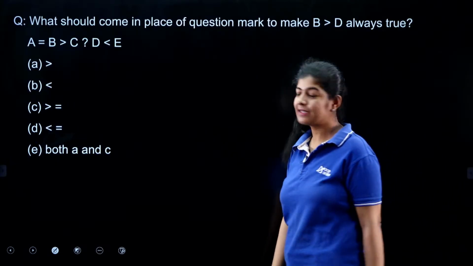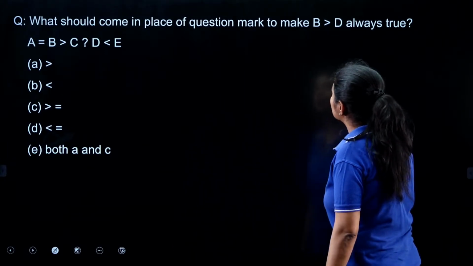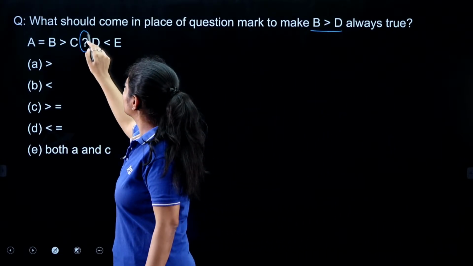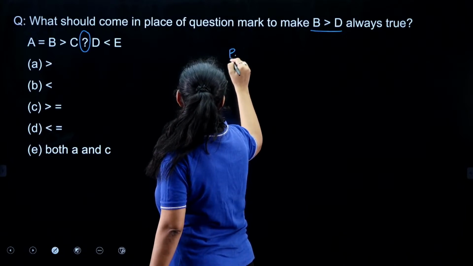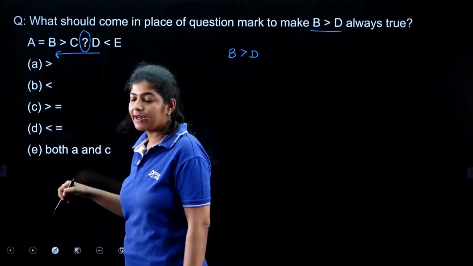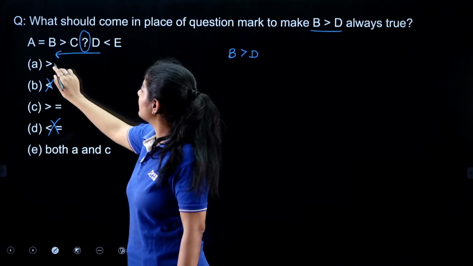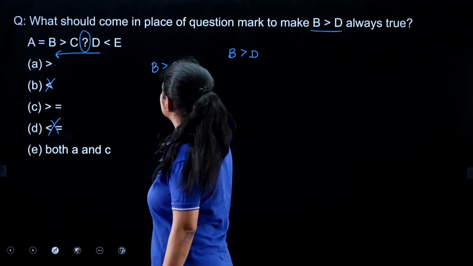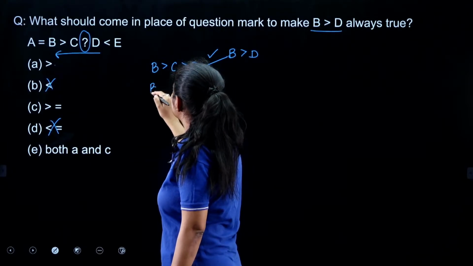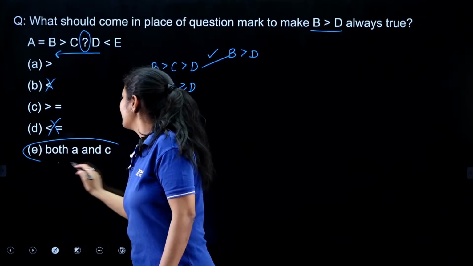The next and the last. The question is very simple. The question is asking what should come in the place of question mark to make B is greater than D always. So, we need to find out what I should put over here so that I will always get B is greater than D. We know that if we want this, we always need to move in this direction. So, this option and this option are eliminated, right. Now if you put this one, B is greater than C is greater than D. This works? Yes. If you put this one, B is greater than C is greater than or equal to D, this will also work.